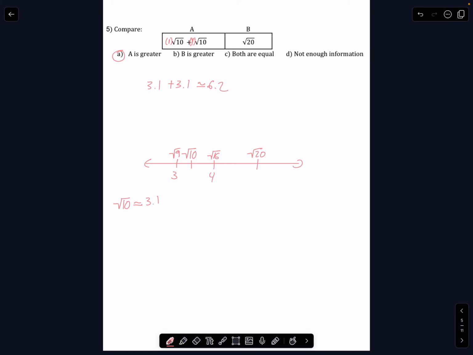Okay? Now, the square root of 20, we know is between the square root of 16, and the next popular square root is the square root of 25, which is 5. So we know that the square root of 20 is between 4 and 5, right? We'll say it is about 4.4. Now we know that 6.2 is greater than 4.4, so therefore A is our answer as well. And this is another way of solving it, but I wouldn't advise this unless you're stuck or don't know how to break down the square root of 20, for example. If there's something you don't know how to break down, then I would suggest you do this method.